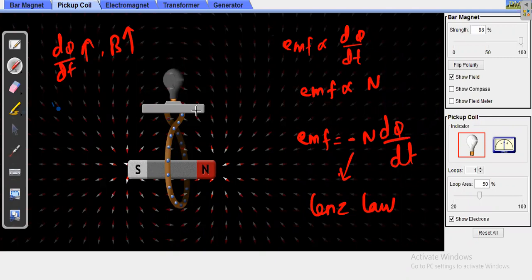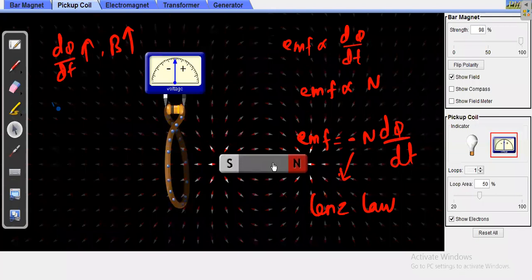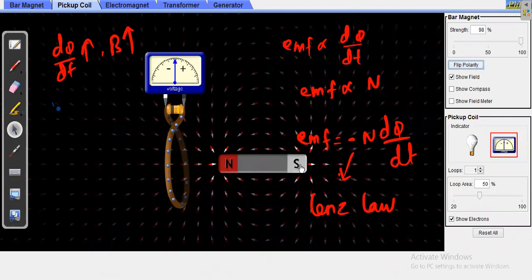For that I will connect a voltmeter instead of a light bulb, because bulbs do not know the direction. Whether the voltage is positive or negative, the bulb will glow. But if you put a voltmeter, it will give you the correct voltage value, either positive or negative. For that I'm keeping my magnet here, with my north pole like this and south pole like this.